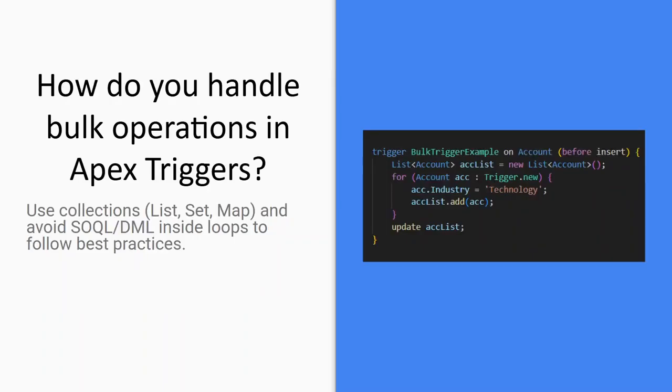We can handle bulk operations in an Apex trigger by using collection variables like list, set, or map, and avoiding SOQL and DML inside loops to follow best practice.